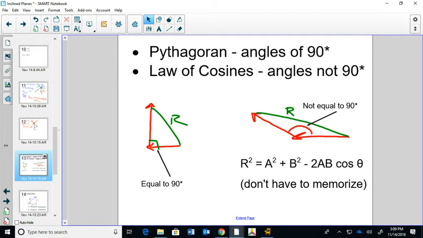Some asked, what about the law of sines? Do you have to worry about that? No. You don't have to worry about the law of sines for this test.